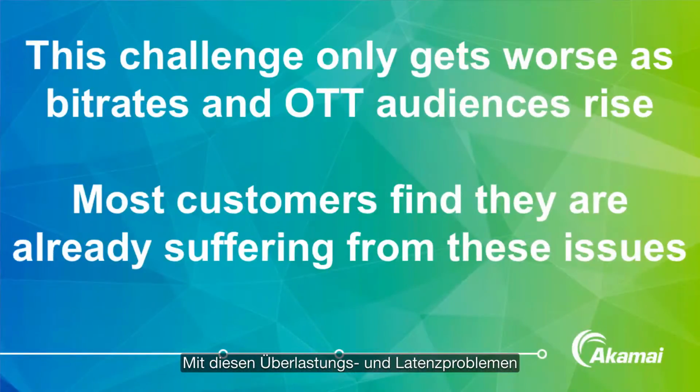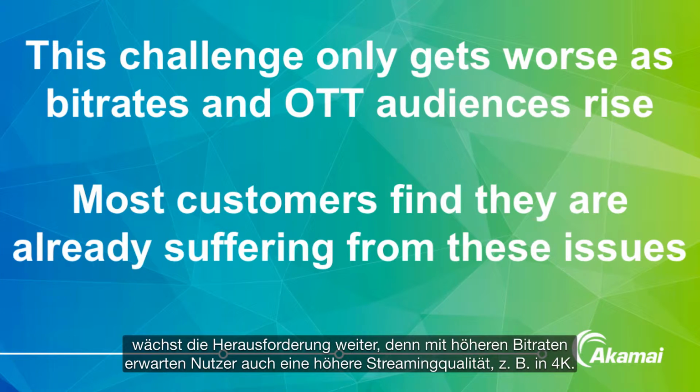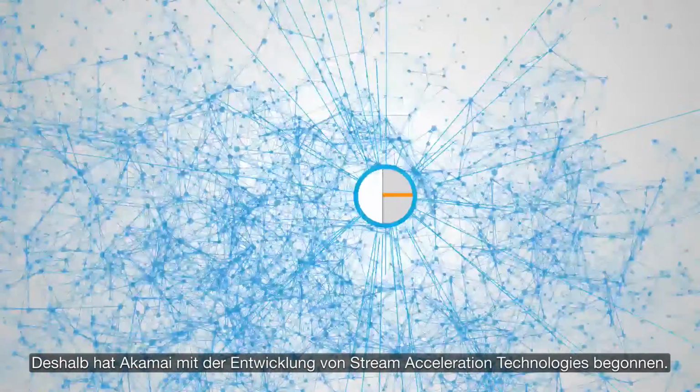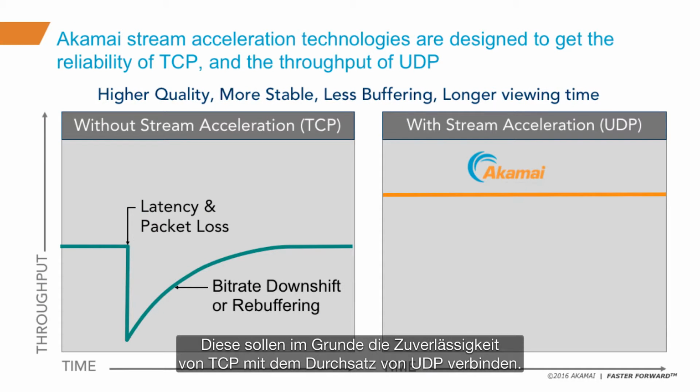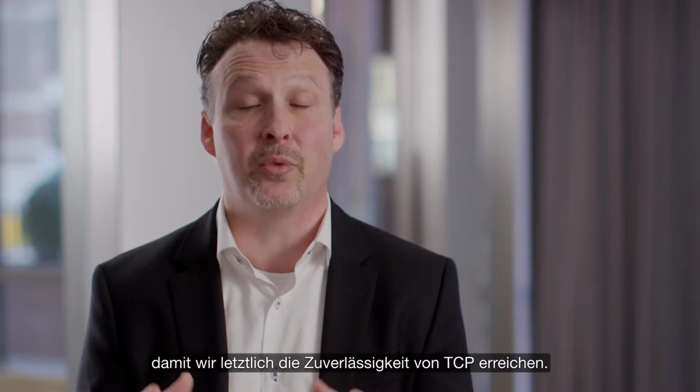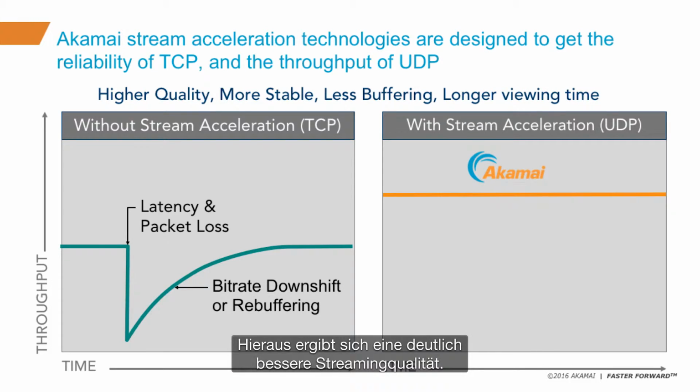With these congestion and latency problems, basically, this challenge is only getting worse as the bit rates rise. People want to see higher quality 4K streaming, and as OTT audiences get bigger, this problem just exacerbates and gets more and more difficult. So at Akamai, we're developing stream acceleration technologies, and they're designed to get the reliability of TCP and the throughput of UDP, basically. So UDP doesn't suffer from the constraints of TCP-based protocols related to latency and packet loss, but we do have to do quite a bit of work to add the resiliency to it so that we can get the reliability of TCP.